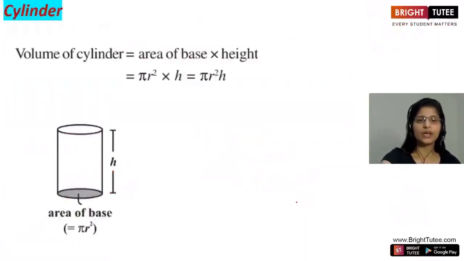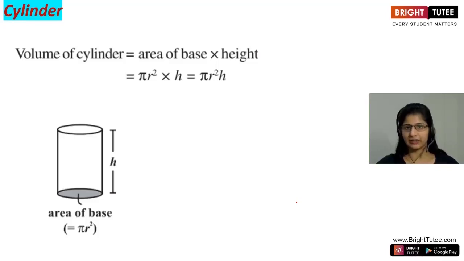Right? Moving ahead, we have a cylinder. So we know the volume of a cylinder will be area of base into height. Area of base is pi r square and h is the height. So pi r square into h, that is the volume of the cylinder. How to calculate the volume of a cylinder? Pi r square h, r is the radius of the base and h is the height of the cylinder given.